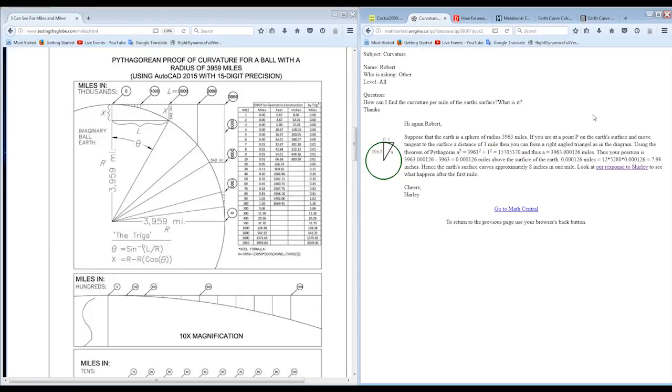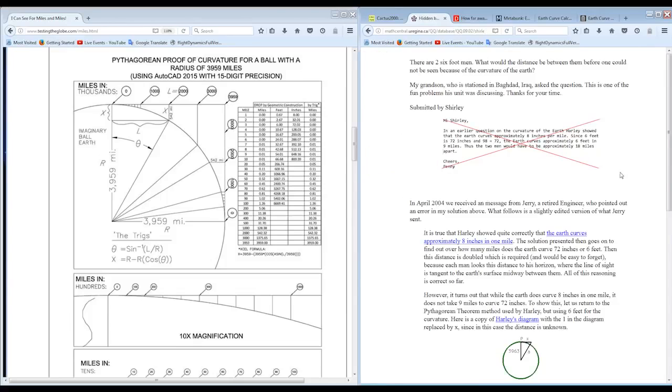This is a website called mathcentral.euregina.ca. I'm not sure if I pronounced that right, but whatever. Anyway, you see the URL here. So they're talking about how to find the curvature per mile of the Earth's surface, and they give an answer right here. After you do all the long form math, it ends up being 7.98 inches, or like we said, everybody's just rounding it up to 8 inches per mile. All right, but then it says look at our response to Shirley to see what happens after the first mile.